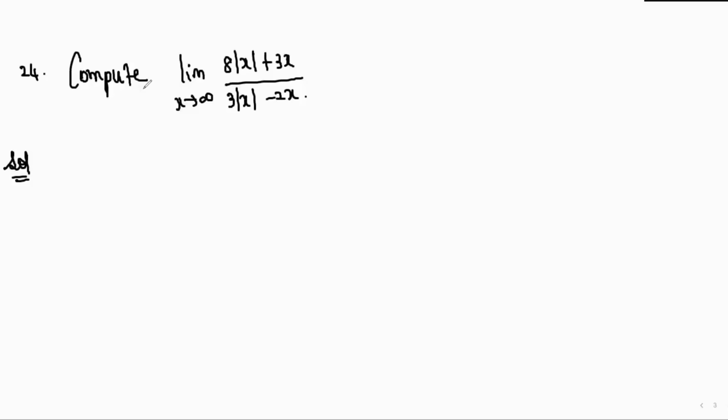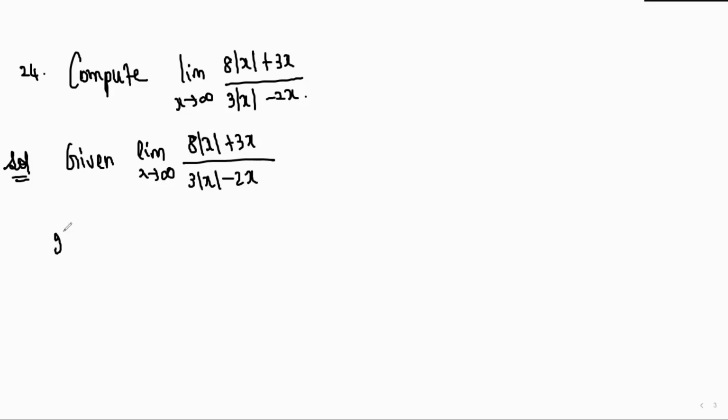Now take the next problem. Limit x tends to infinity (8 mod x plus 3x) by (3 mod x minus 2x). So first we write the given limit. Now we have the modulus concept, that is, if x tends to infinity, which implies x is greater than 0, that is x is positive. So mod x will be equal to x.